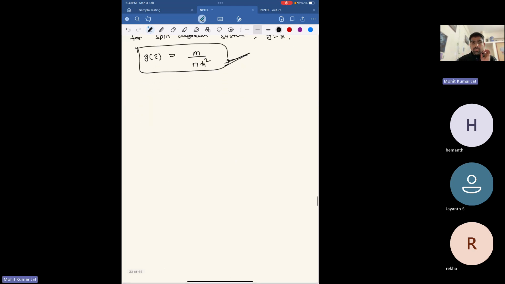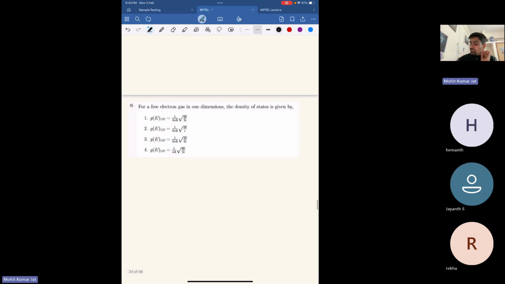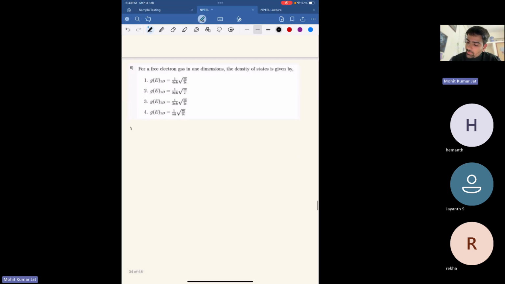If no more questions, then I will go ahead with the next question, which is that for a free electron gas in one dimension, the density of state is given by... It's an easy one. You don't have to do anything. First you have to count the total number of states. The system is 1D.